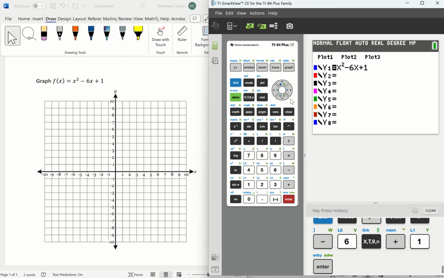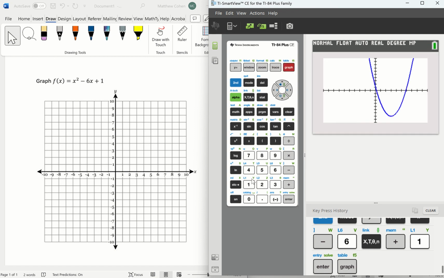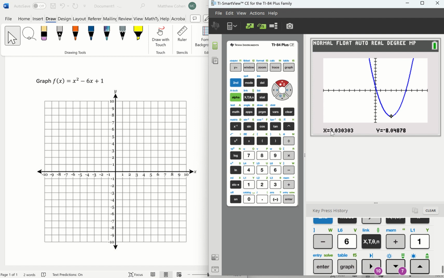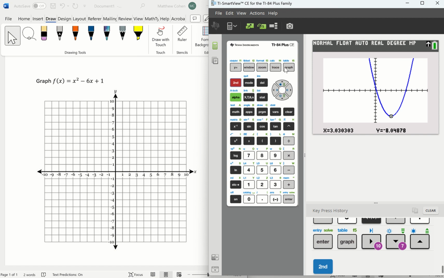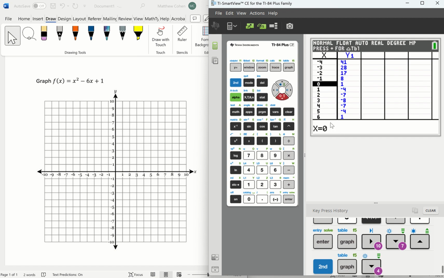Hit enter. And then I'm going to click graph. I'm going to use my scrolling to find the approximate value of the vertex. In this case, it's at around x equals 3, y equals negative 8, so the point 3, negative 8. I'm going to go to the table. I'm going to go to x is equal to 3, negative 8, and I'm going to plot that point, and then 2 to the right and 2 to the left. So let's do that really quick.